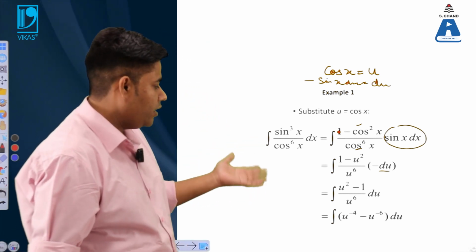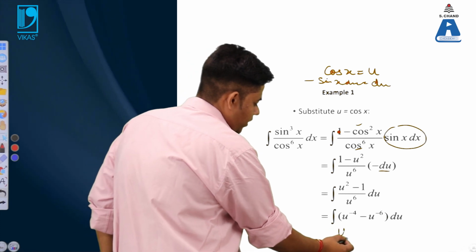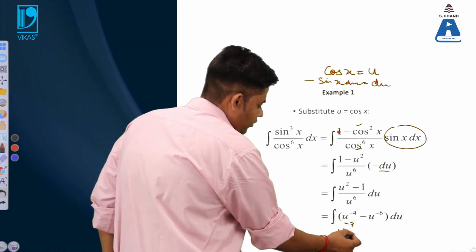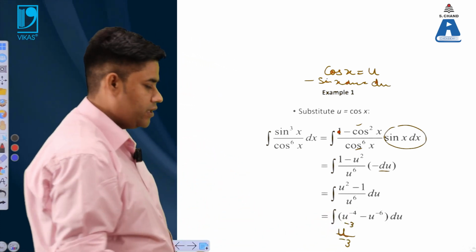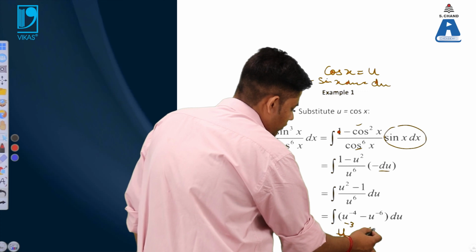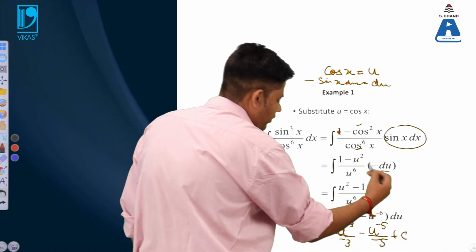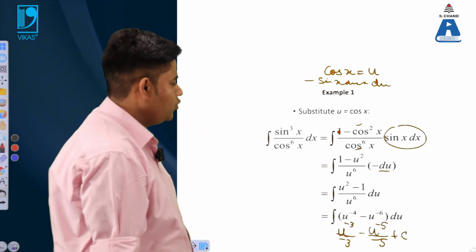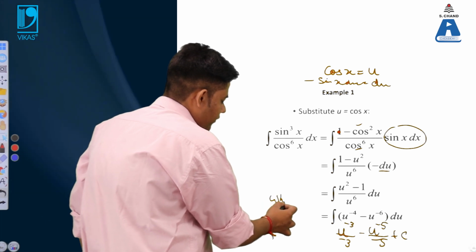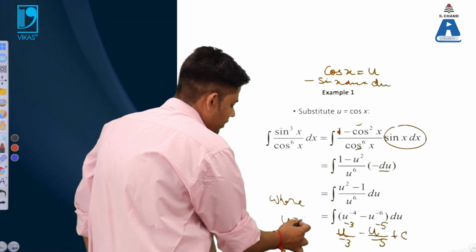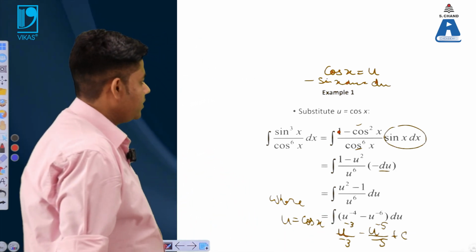Now we have the general formula for u raised to the power minus 4, which is u raised to the power minus 3 over minus 3, because the general formula is x raised to the power n, so x raised to the power n plus 1 over n plus 1. Minus u raised to the power minus 5 over minus 5, and you have plus c. Again you will substitute u as cos x, or you can write here that u equals cos x. So this is example number 1.